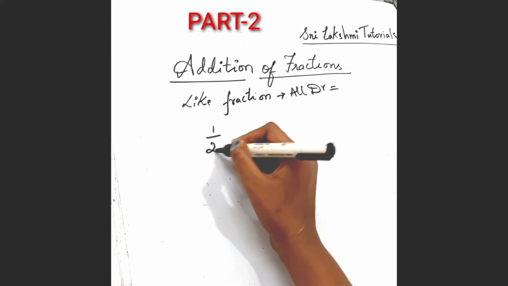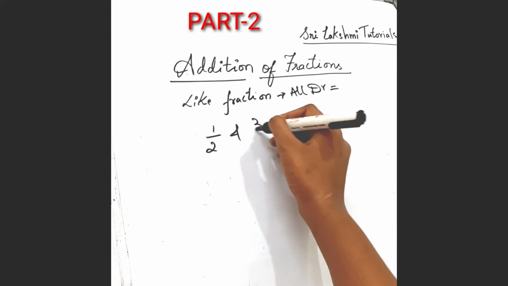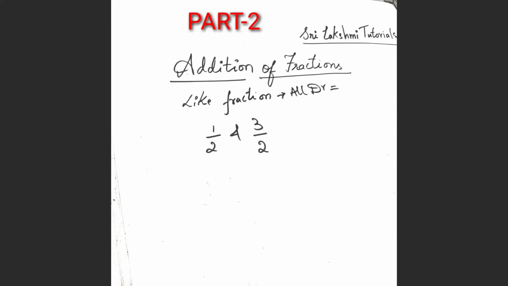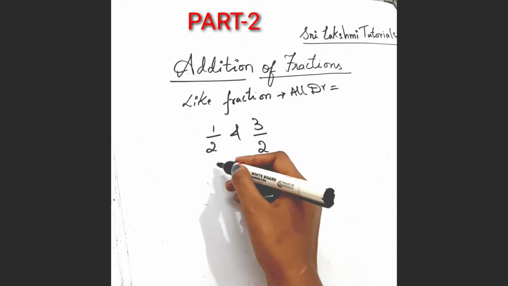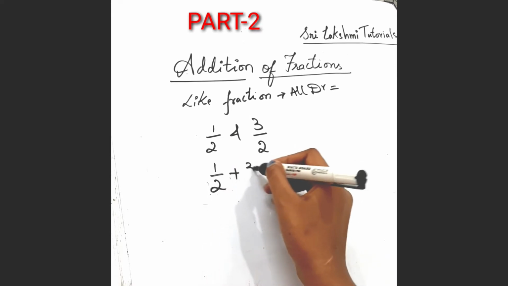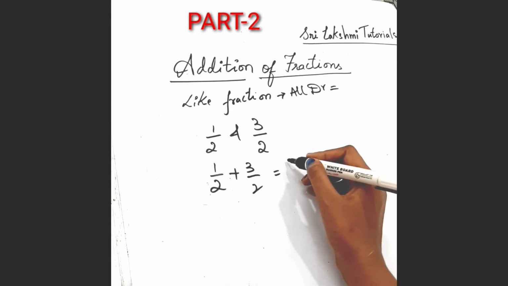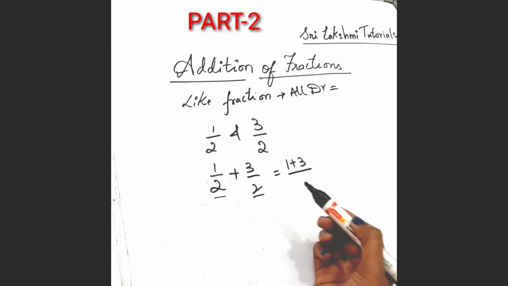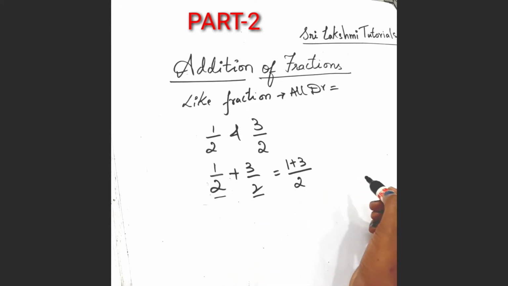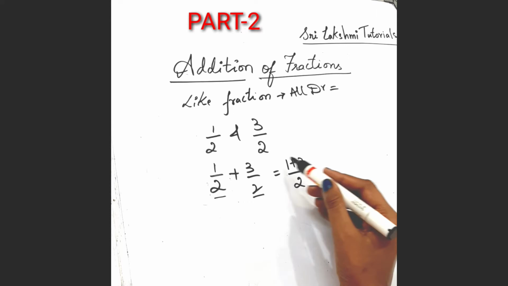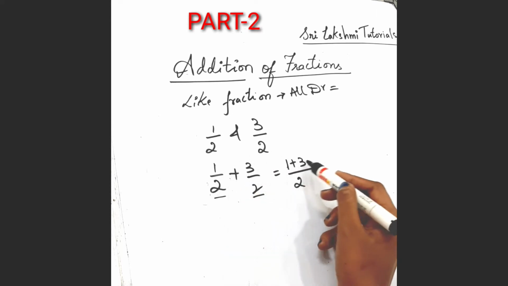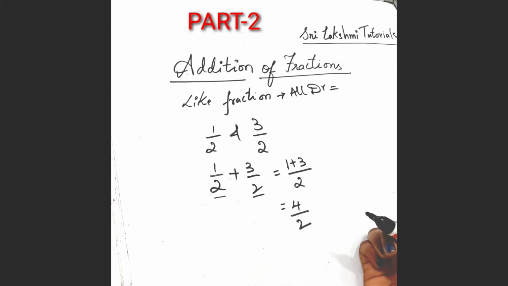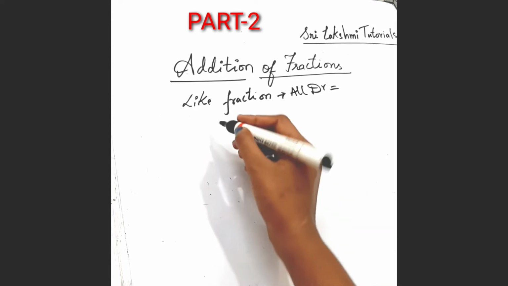1 by 2 and 3 by 2. Okay, how to do? 1 by 2 plus 3 by 2 will give you 1 plus 3 by. Here 2 times we have denominator 2. So let's take only one time denominator 2 and add 1 and 3. 1 plus 3, 4. 4 by 2. Okay. Another example.